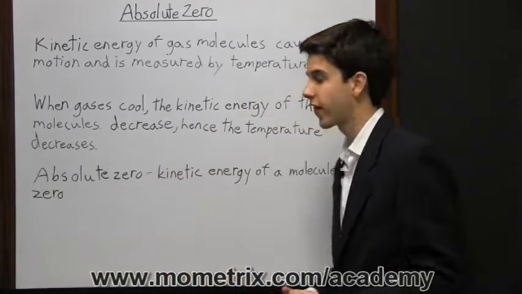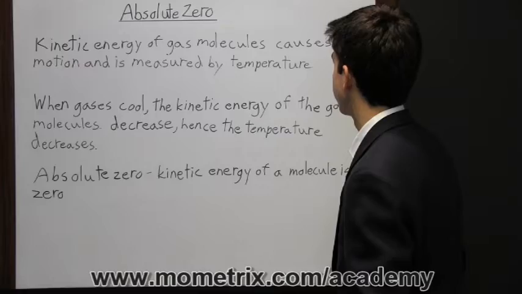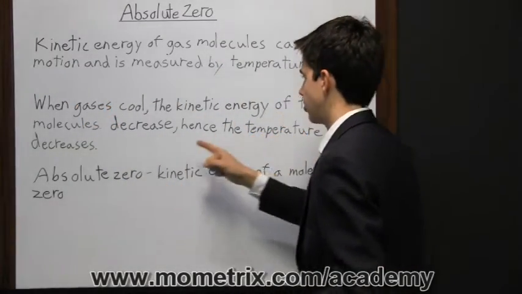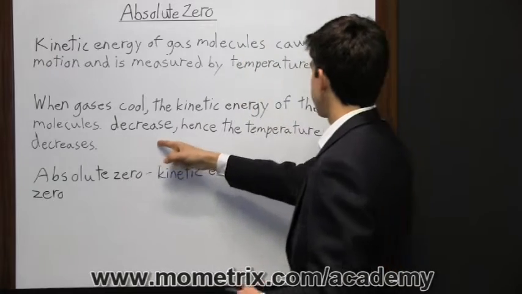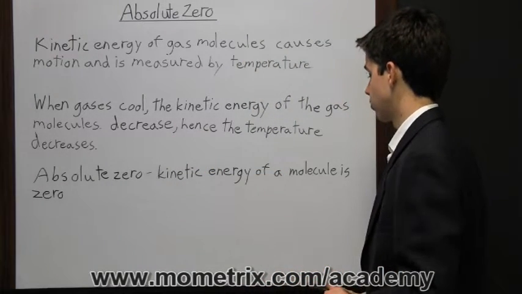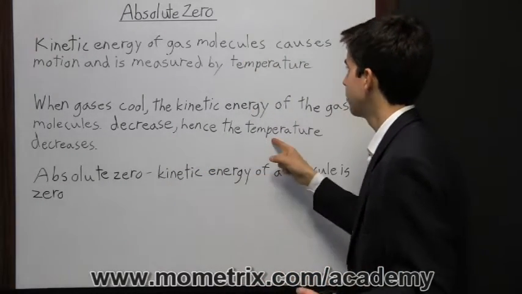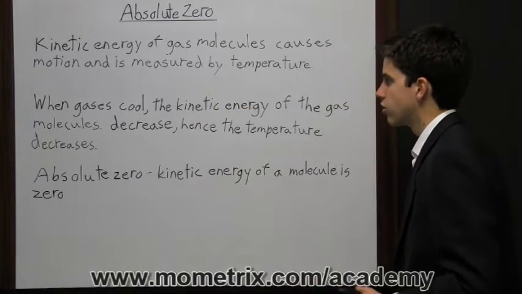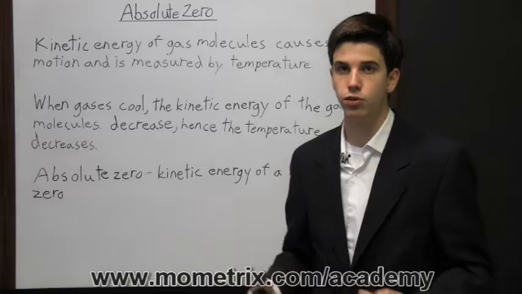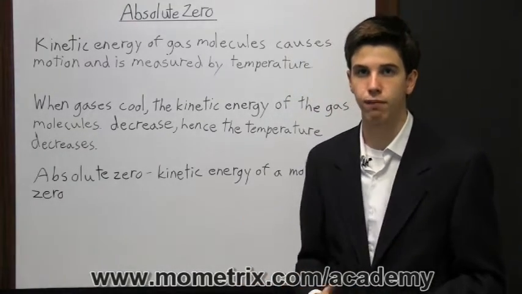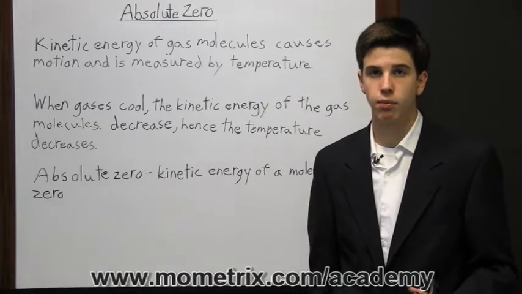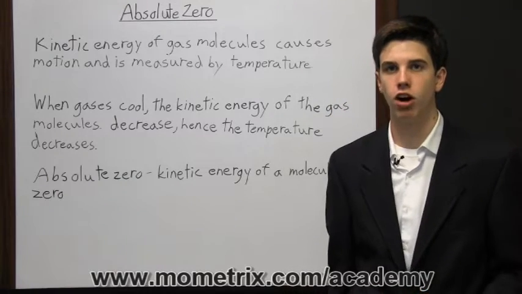Now, what did we just learn about the kinetic energy of gas molecules? They cause motion. So if the kinetic energy of the gas molecules is decreasing, then the motion is decreasing as well. And then because of that, temperature decreases because the motion is measured by temperature. So if you think about molecules moving around and you can decrease the amount of motion they have, well, eventually, doesn't it make sense that at some point the molecules wouldn't be moving at all?